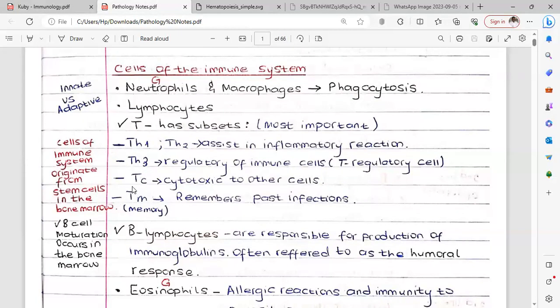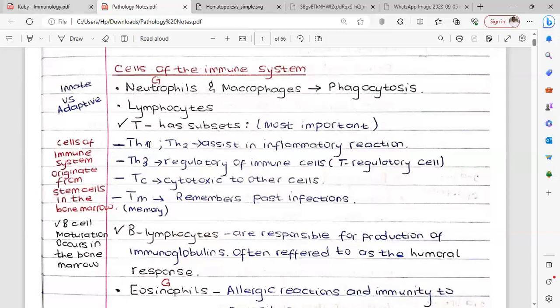And then TC, which is T cytotoxic, is cytotoxic to other cells, so it basically kills the other cells. And then we also have another category that has been added. We have the TM, which is T memory, and this one remembers past infections.